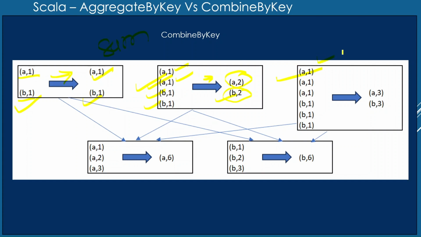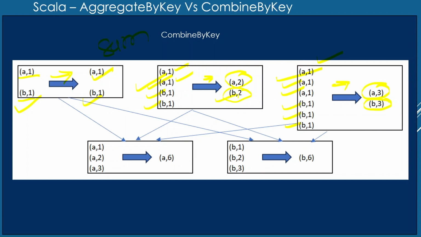This is the third partition. Here key A has 3 numbers and key B has 3 numbers. In the same partition, it has done the aggregation function. Here it is the sum aggregation function, and it gives the result like this: A is equal to 3, B is equal to 3.